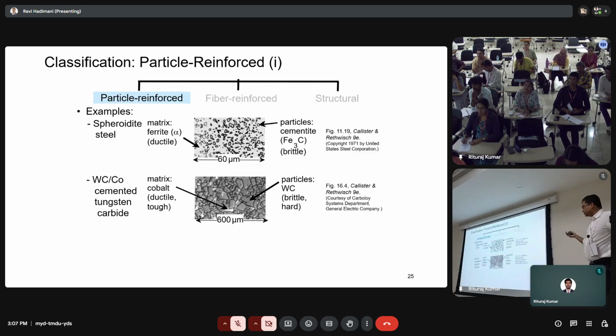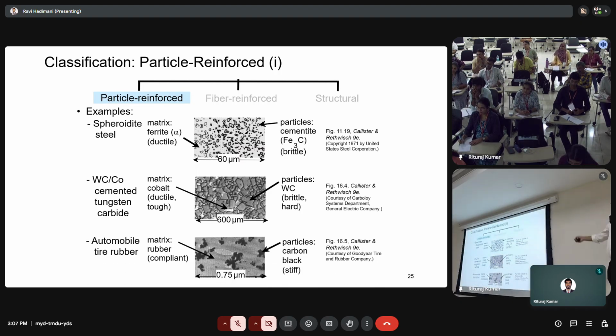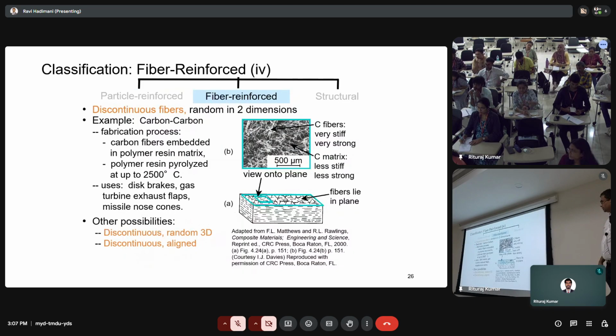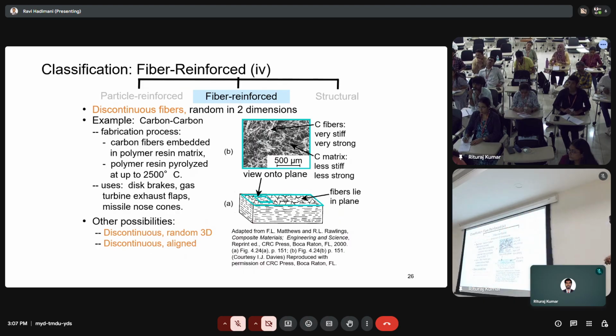So you have other materials as well. We are now talking about metals here. This is tungsten carbide. These are different types of particle reinforced composites. And then we have fiber reinforced composites. Here, this is carbon-carbon fiber, and you can have different types of fibers as well. So this is a fiber reinforced composite.